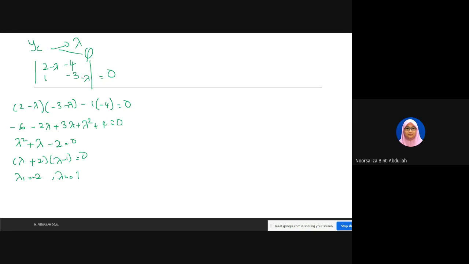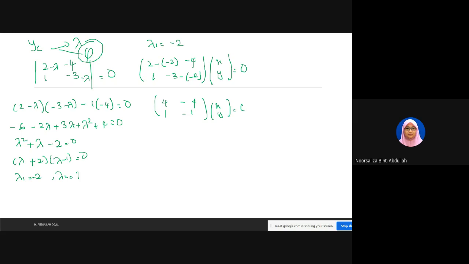Okay, and then you can find this eigenvector. This one. Okay, so kita tengok untuk lambda 1 equals to minus 2. Okay, so you substitute lambda with minus 2 here, then you have 2 minus 2, minus 4, 1, minus 3 minus 2, okay, x y equals to 0. 2 minus minus jadi plus, so you have a 4, minus 4, 1, minus 3 plus 2, here minus 1, x y equals to 0.